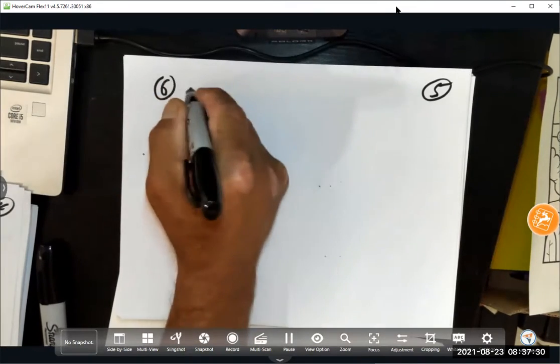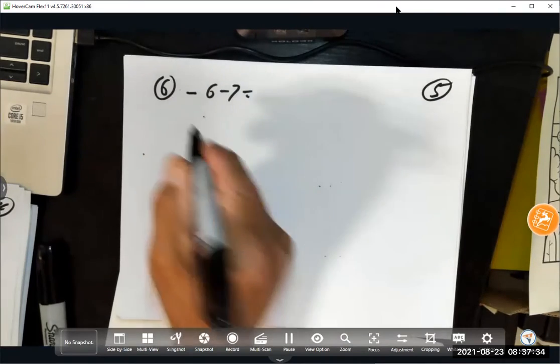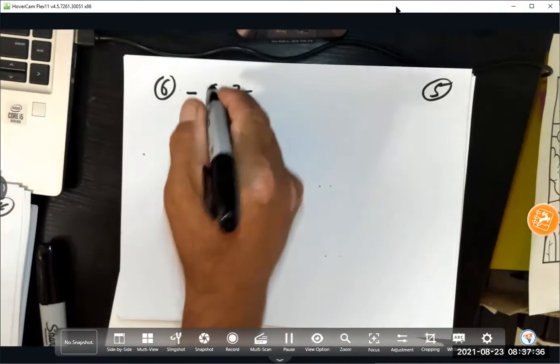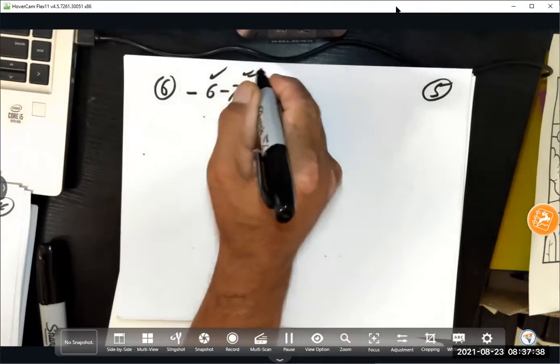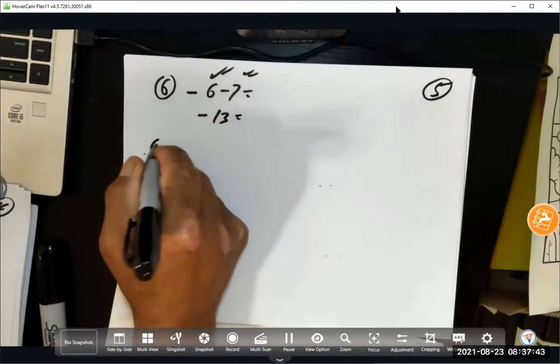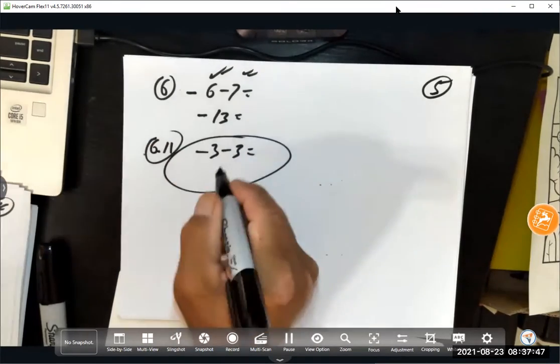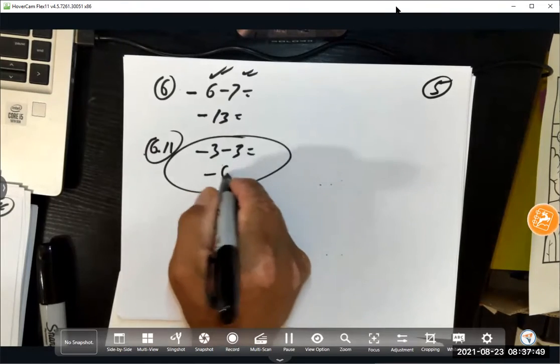You have negatives and negatives. Now I'm going to have a negative 6 and a negative 7. So a negative together is still going to be negative something. Give me $6, and give me $7 more, so you're at minus 13. Another one like this: negative 3 and negative 3. Same thing. Give me 3, minus 6 is gone.